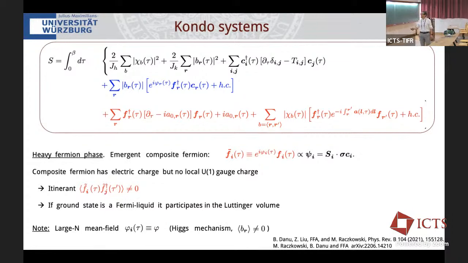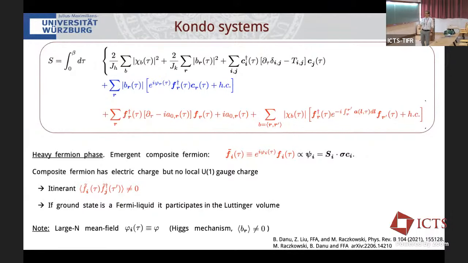And the heavy fermion phase can be understood extremely elegantly from the point of view of this action. So you can build a new fermion out of the Abrikosov fermion. The Abrikosov fermion is not something physical because of gauge charge, so it will be completely localized. But what you can do is build a new quantity where you take the phase of this B here. This has a gauge charge also, so I cancel exactly the gauge charge, so that this object, e^{iφ} f, has the quantum numbers of a fermion. It has an electric charge and a spin, etc., but no gauge charge. So if I think in terms of this f-tilde fermion, it will be itinerant.